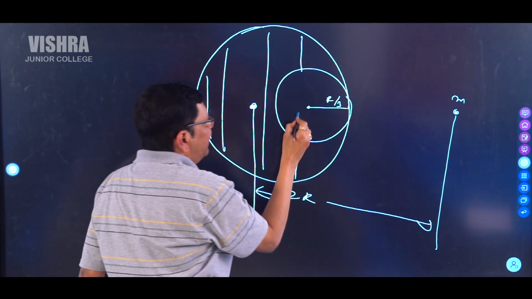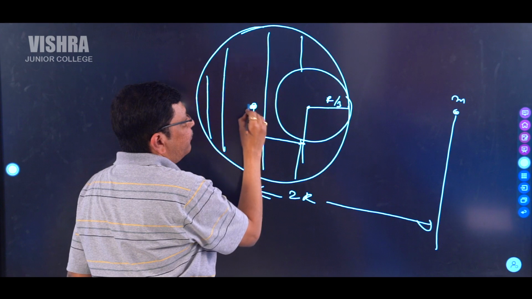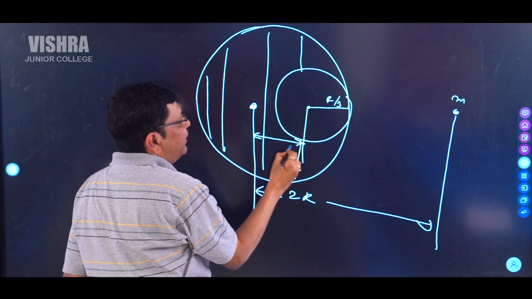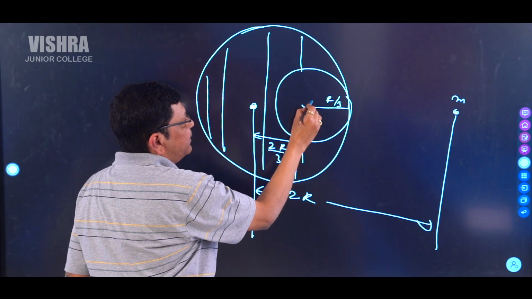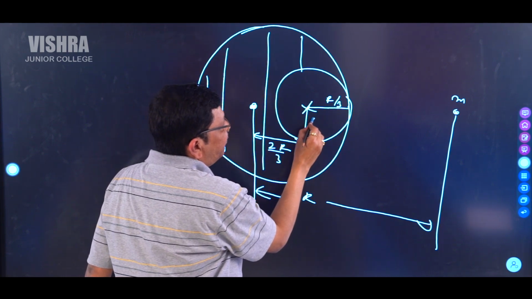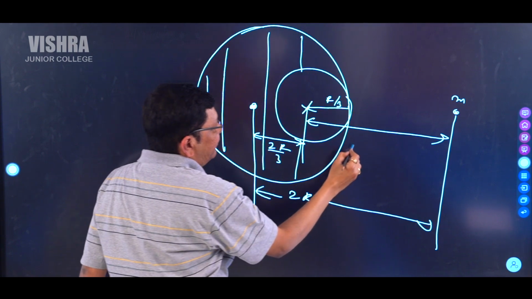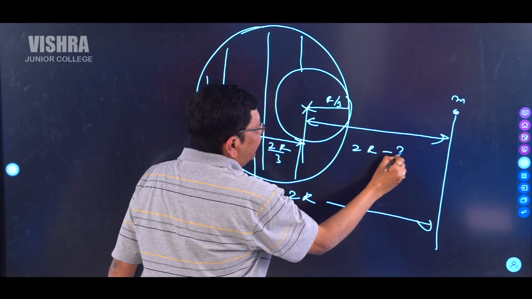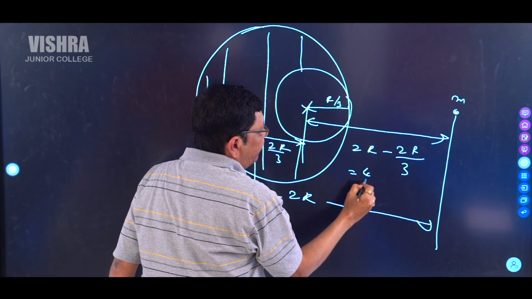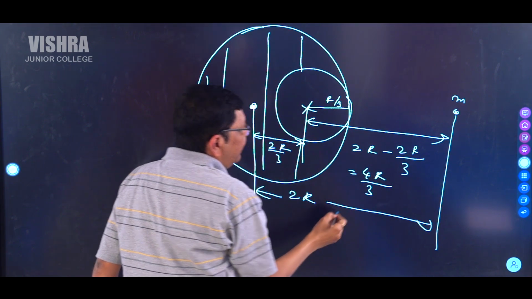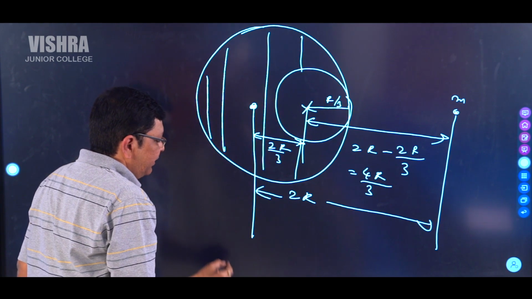So this is r by 3, then this distance will be total r minus r by 3, that is 2r by 3. Then the distance from the center of this portion to the point mass is 2r minus 2r by 3. From total 2r, remove 2r by 3, that is 6r minus 2r, we are getting 4r by 3. Then due to this removed portion, what will be the gravitational field intensity?